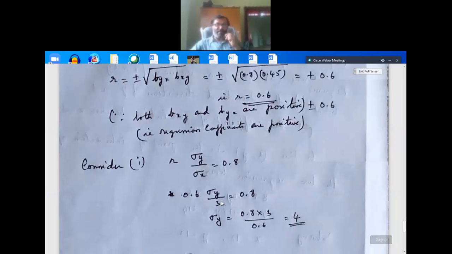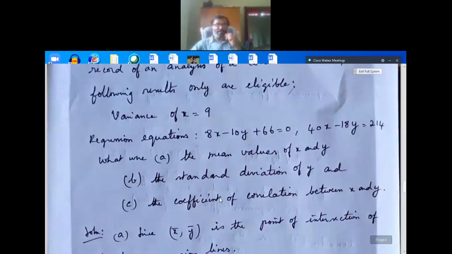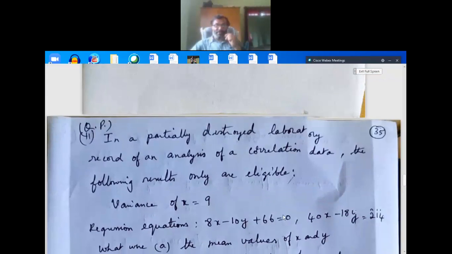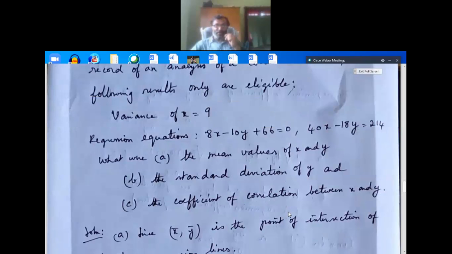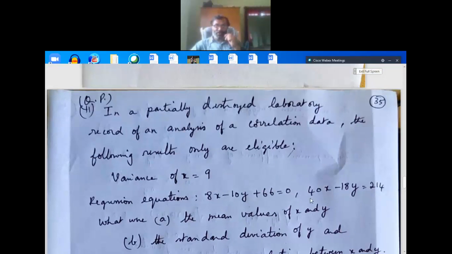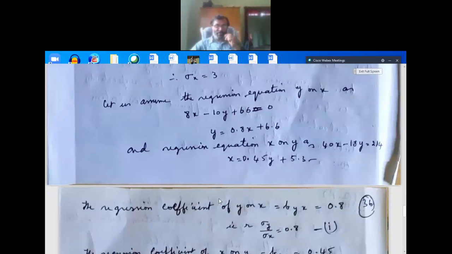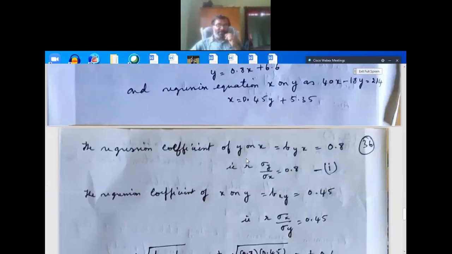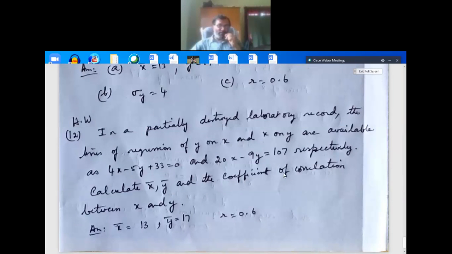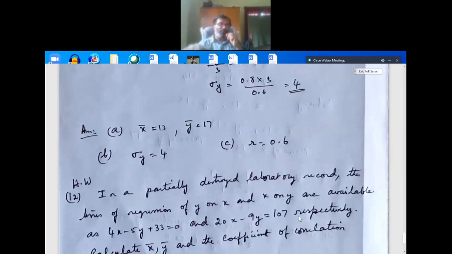And see the second line here. 40x minus 18y, you can divide by the common term, 2. So by dividing by the common term, it is the same line. We get 20x minus 9y equals 107 respectively. So it is the same problem, but you were asked in another way. Please solve it separately and you will see you get the same answer.